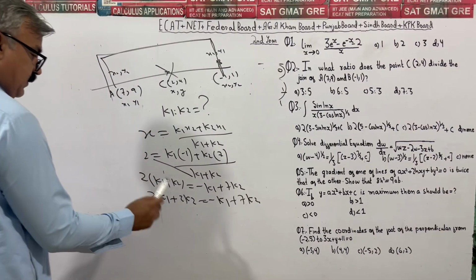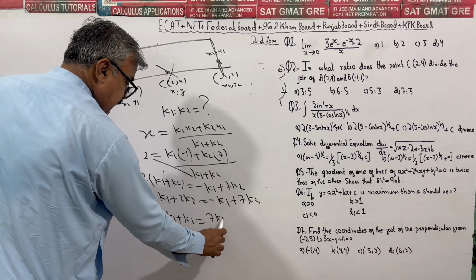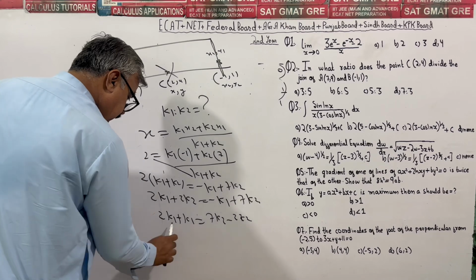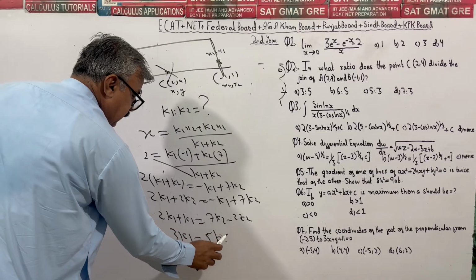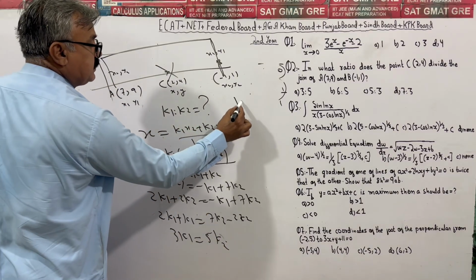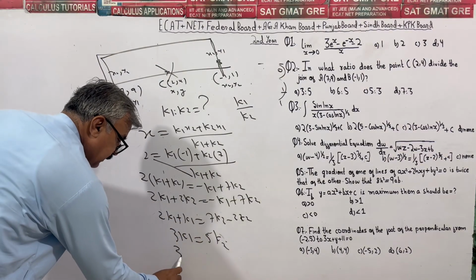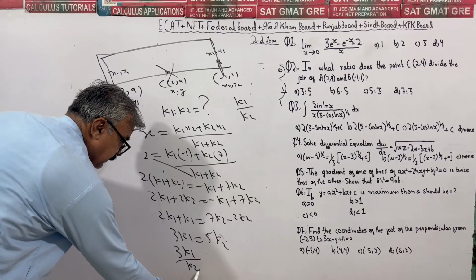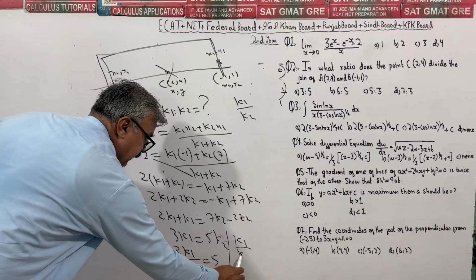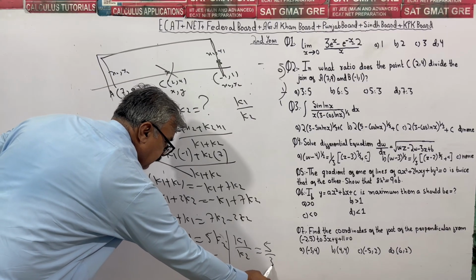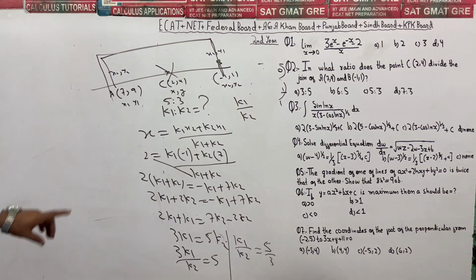Shift k1 to one side and k2 to the other side. 2k1 + k1 equals 7k2 - 2k2. How much? 3k1 is equal to 5k2. We are interested in the ratio k1 : k2, which means k1 over k2. So shift k2 here: 3 times k1 over k2 is equal to 5. Move 3 across, so our ratio k1 over k2 is 5 : 3. So our required ratio is 5 : 3.